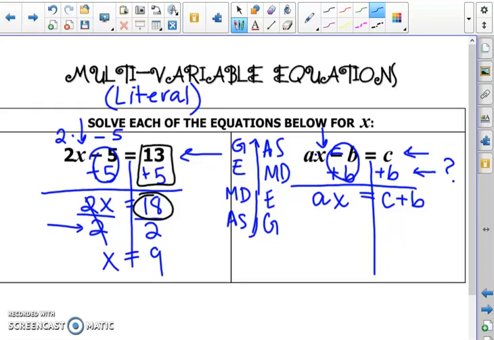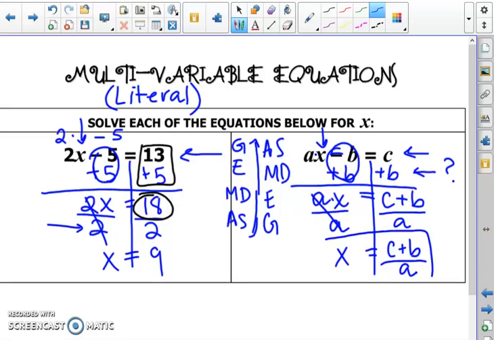Okay, so now we have a times x. We want to get x by itself. So we have to do the inverse of times a, which is divide by a. Divide by a. Those cancel. x is equal to c plus b over a. And so that is how we would solve a literal equation. So just like in a normal algebraic equation with numbers and one variable, we are using inverse operations and we're doing the opposite order of operations.